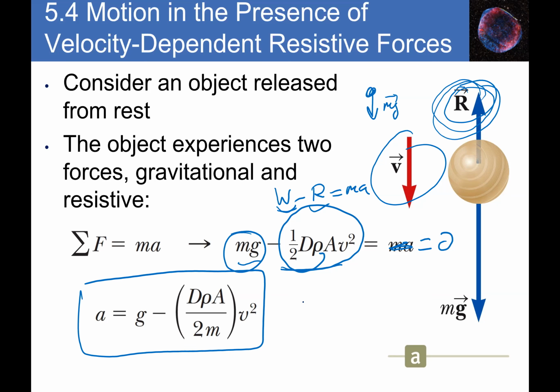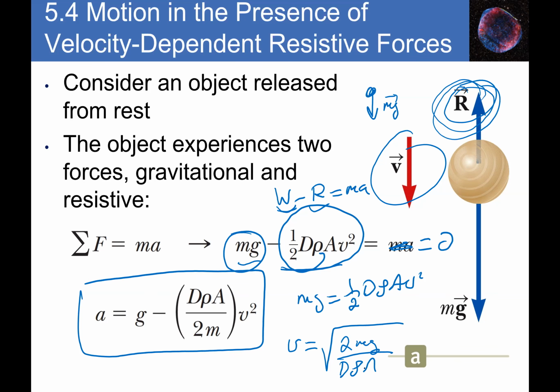So in that case, mg is equal to 1/2 d rho A v squared. From here, you can calculate the speed, which is the square root of 2mg divided by d rho times A. This is known as the terminal speed, terminal velocity. Terminal velocity means that once the object reaches this speed, it's no longer going to speed up. It's just going to maintain that speed.